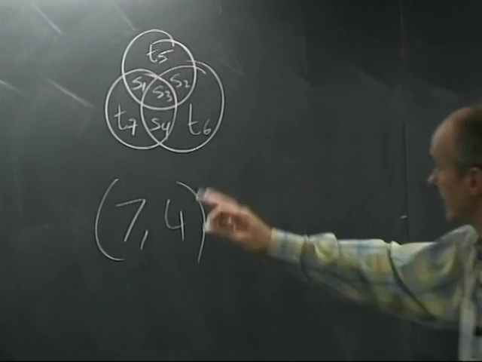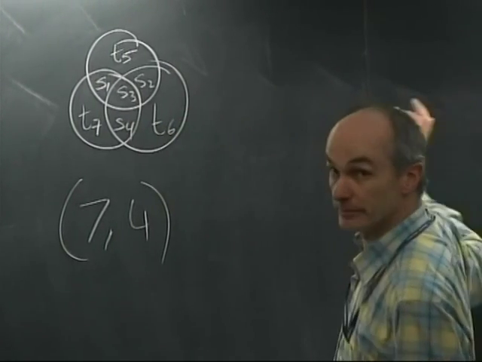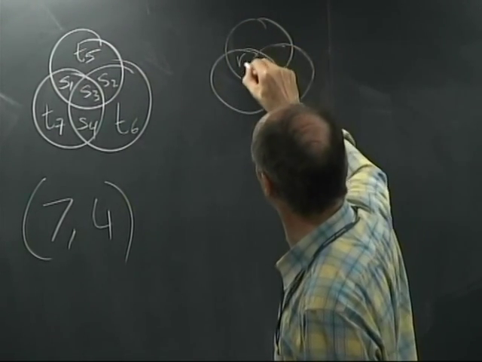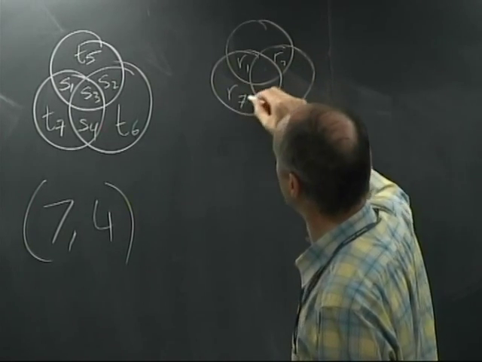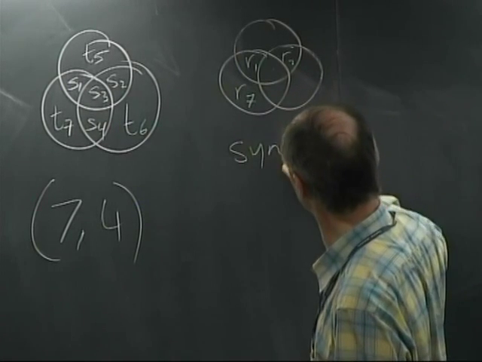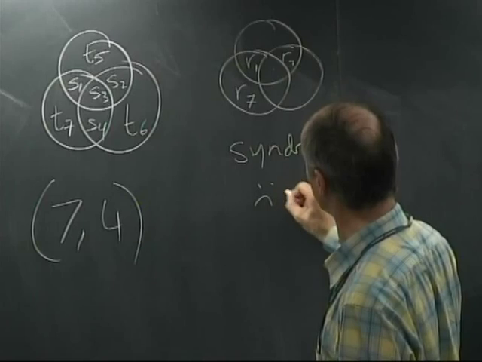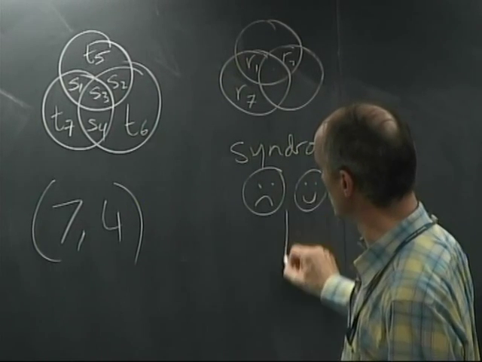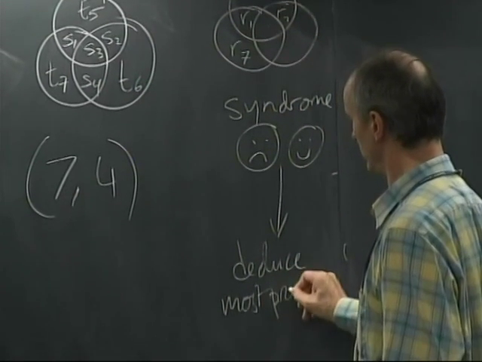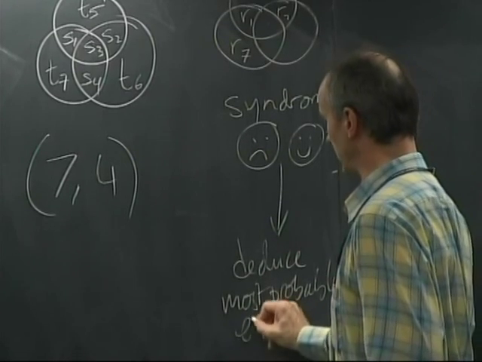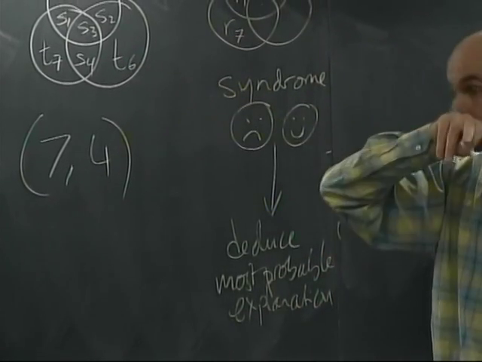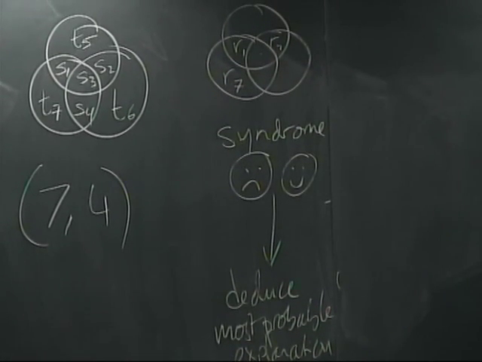Then we had a decoding rule that said, when you receive some bits, you write them into this set of three circles. You write in R1, R2, dot, dot, dot, R7 into this diagram, and you see which constraints are violated. That's called the syndrome, which is a pattern of happy and sad circles. Then you use that syndrome to deduce the most probable explanation, an account of which bits you think probably were flipped, and then you could unflip those and deduce what the original 7 transmitted bits probably were.